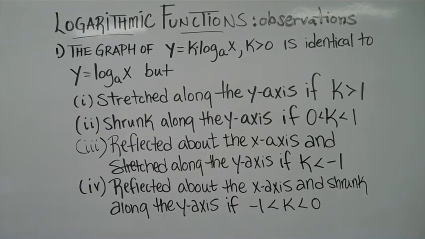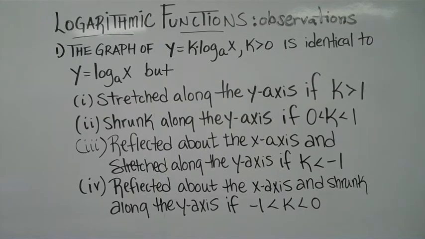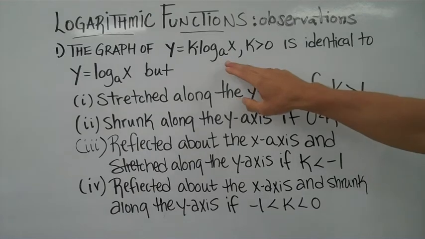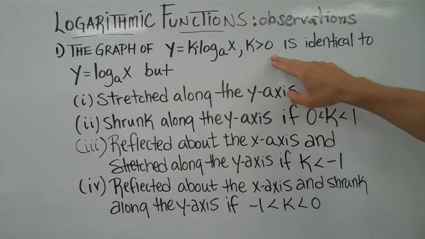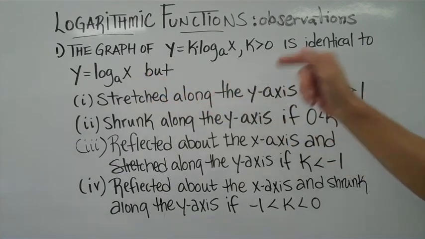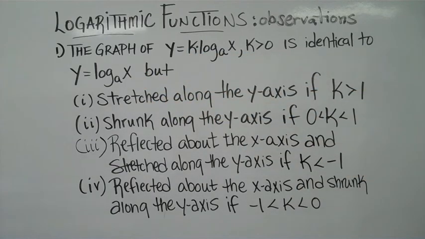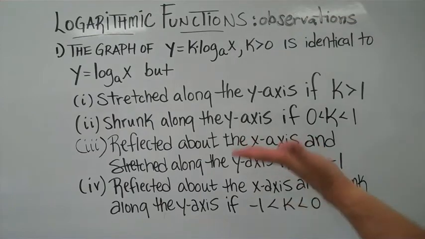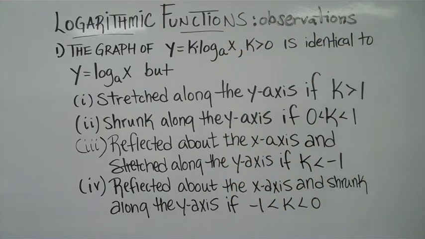Now that we know what a logarithmic function looks like, we can make some observations about its translations. The graph of y equals k log base a of x, where k is greater than 0, is identical to y equals log base a of x. But notice, we're multiplying by a constant k. Now, if k is greater than 1, we're going to stretch it along the y-axis. And if k is between 0 and 1, but positive, we're going to shrink it along the y-axis.